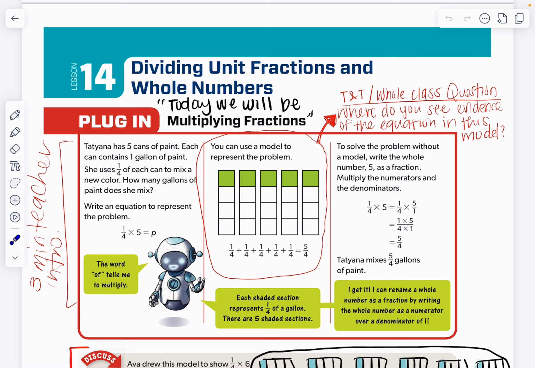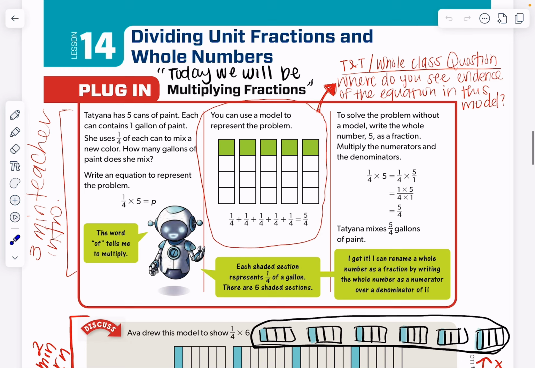Our new equation then becomes 1/4 times 5/1. And all we need to do is multiply across. So 1 times 5 gives me 5 as my numerator. And then 4 times 1 gives me 4 as my denominator, equaling 5/4. If we wanted to simplify it, we know that this will be written as 1 and 1/4 because 5/4 is a fraction larger than 1.